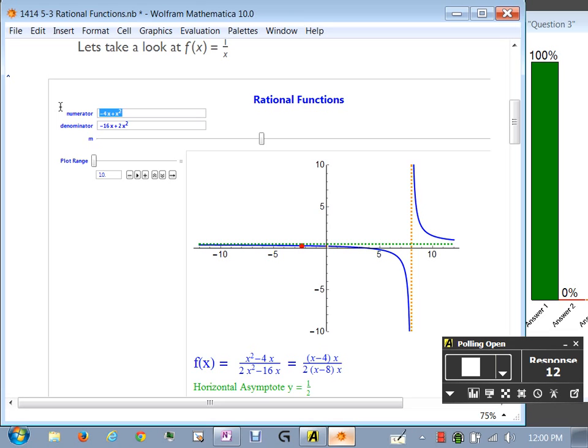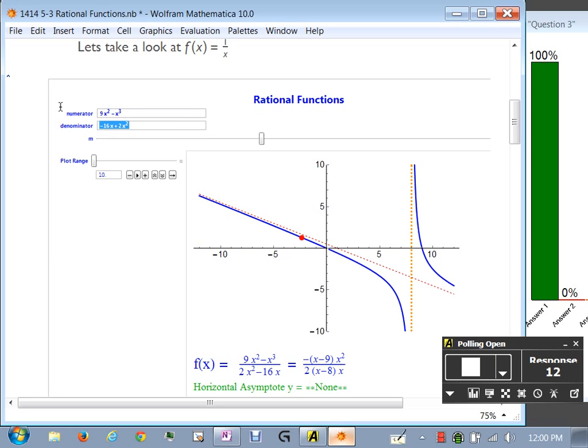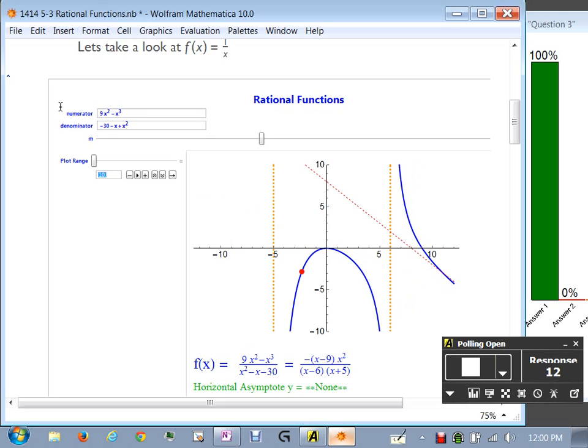It was, I forgot, negative x cubed plus 9x squared, right? And on the bottom was x squared minus x minus 20? 30. No, something ain't right there.